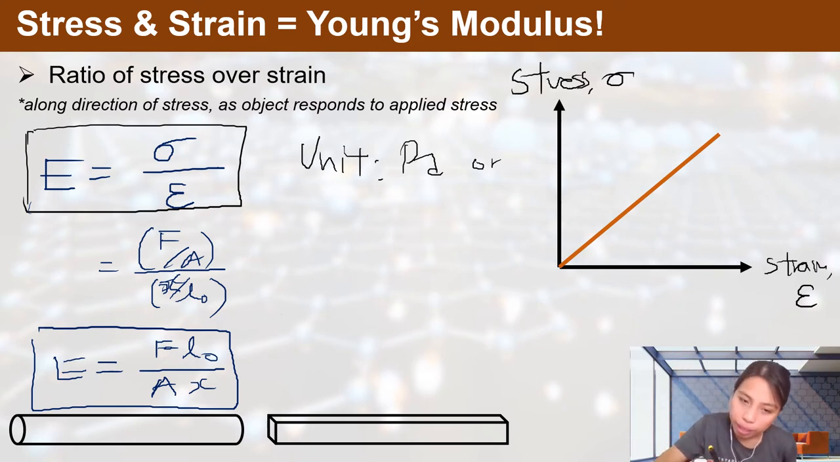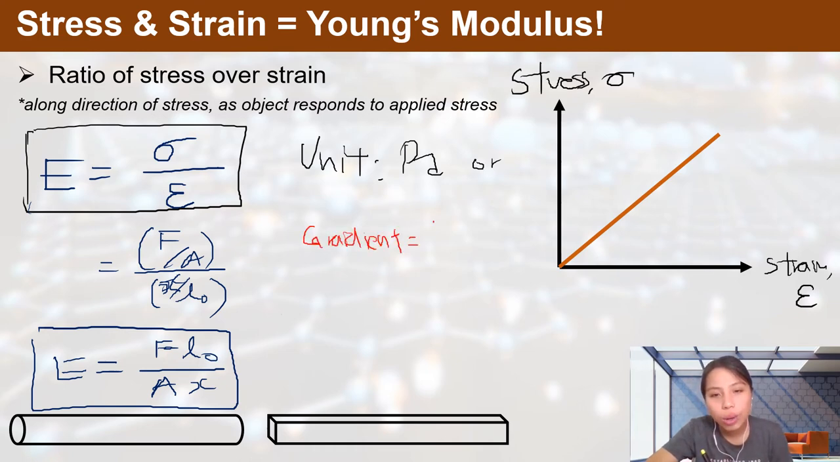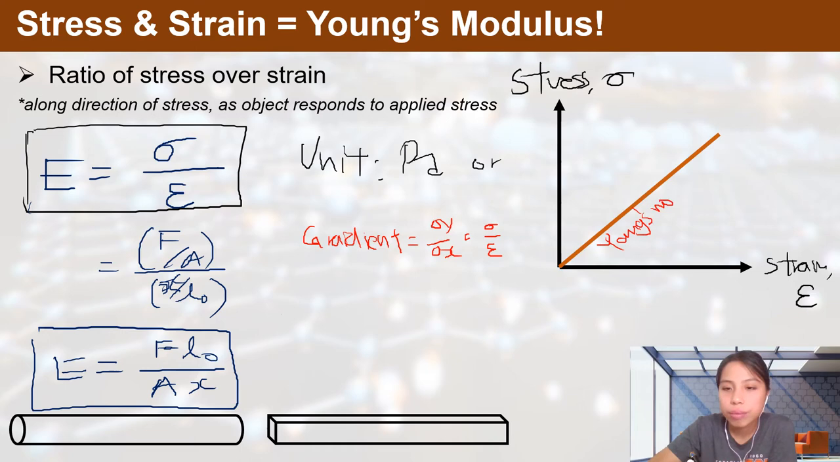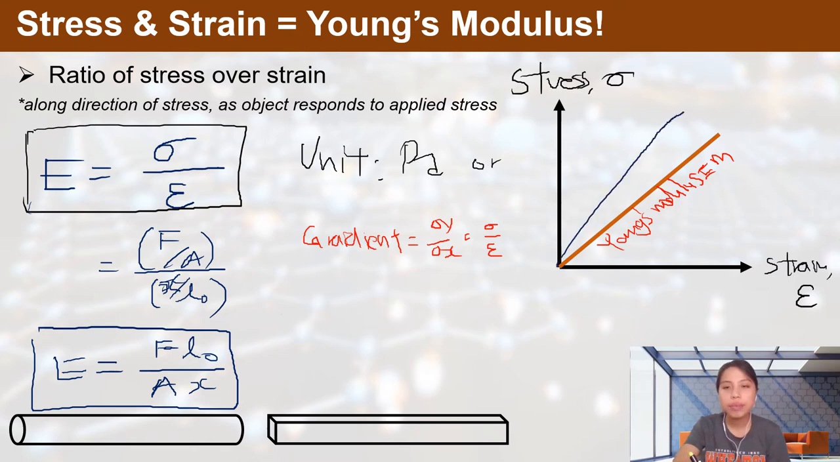How? Well, here's the fun part. The gradient of this straight line graph is what? Gradient is y over x, or usually you say delta y over delta x. So that will be basically stress over strain. So if you have a straight line graph of stress against strain, then the Young's modulus is the gradient. Young's modulus equals gradient, I just call it M, gradient. So if you need to find Young's modulus, gradient. Then if you have some other graph which has a higher gradient, this one is a higher Young's modulus, this one is lower Young's modulus.